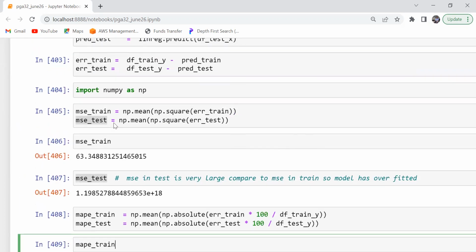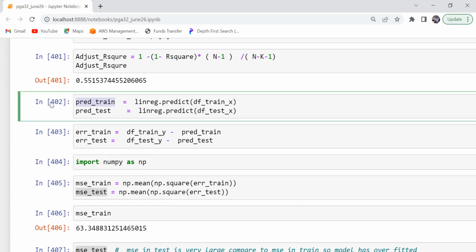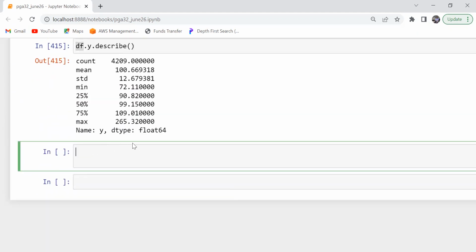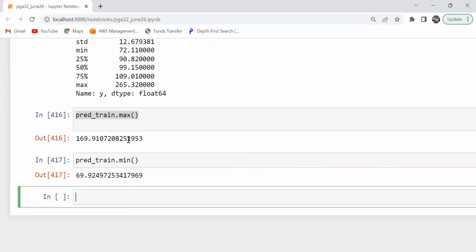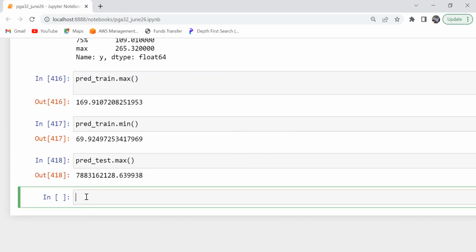Let me say predicted train. Let's see what is the predicted train dot maximum value. इसकी maximum value कितनी है? 116, 169. इसकी minimum value कितनी है? 69. Let's do the same thing for our predicted test. इसकी maximum value देख रहे हो?